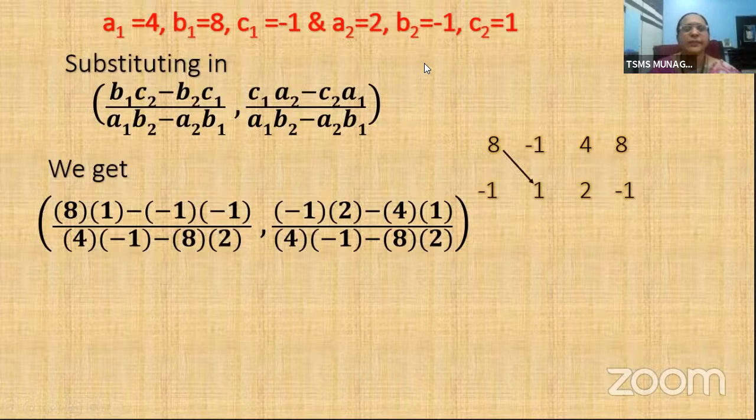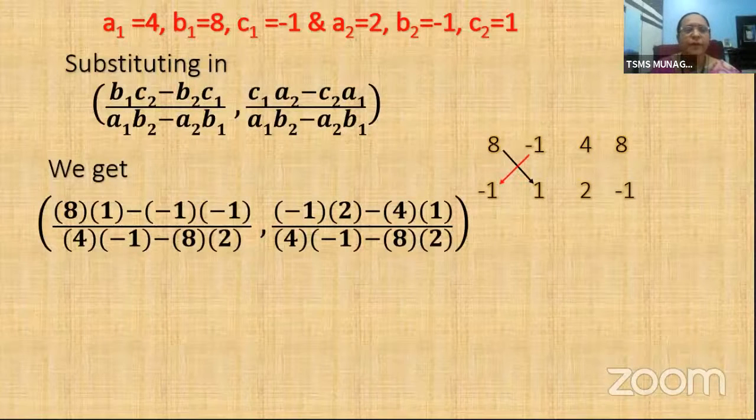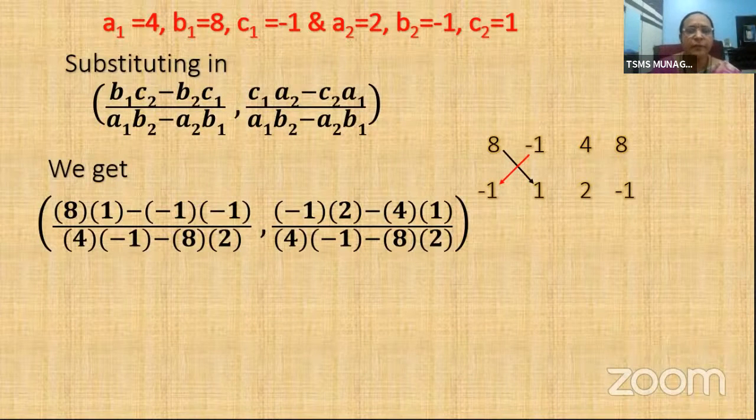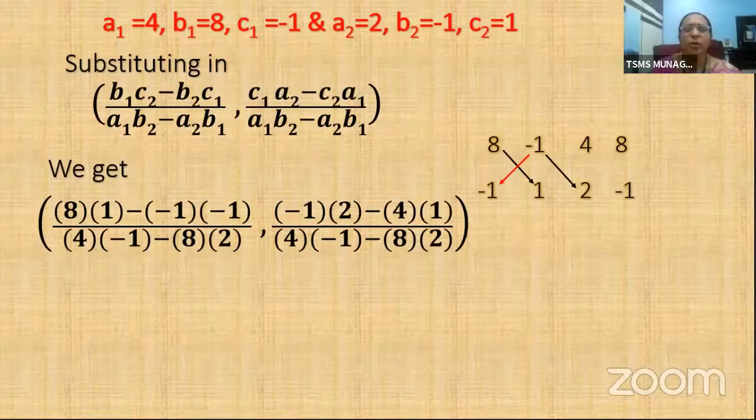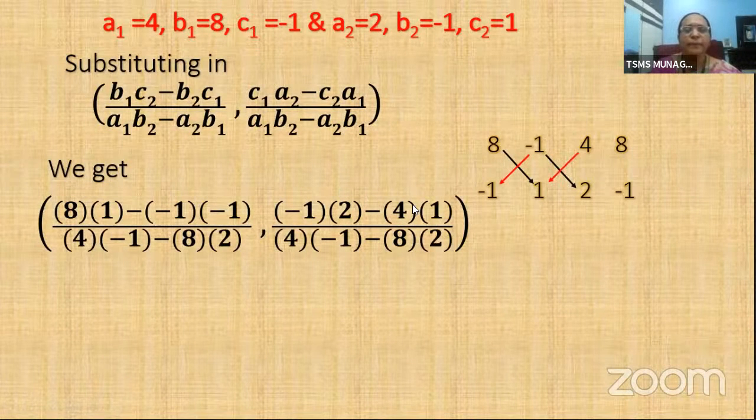Now the numerator is just the cross product, 8 into 1 minus of minus 1 into minus 1. This is the numerator of the x coordinate. Now the next product, minus 1 into 2 minus 4 into 1. This is the numerator of the y coordinate. Now what about the denominators? 4 into minus 1 minus 8 into 2. This is the denominator of both the coordinates.